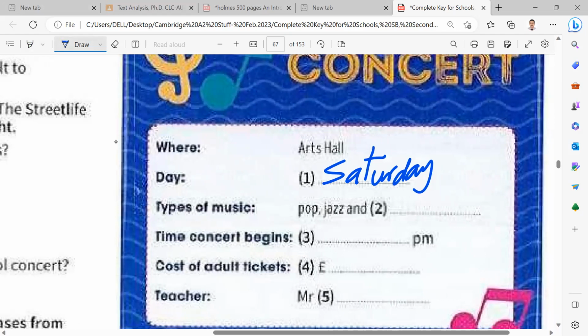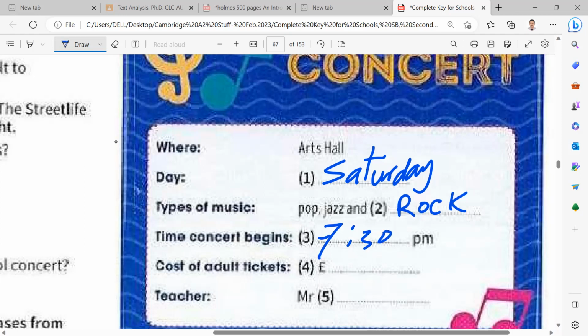Types of music. Pop, jazz, and classical. No, this is last year. Last year. Rock. Exactly, rock music. R-O-C-K. Okay, time concert begins. What day? Which day? Which time? 7:30. Perfect. 7:30.